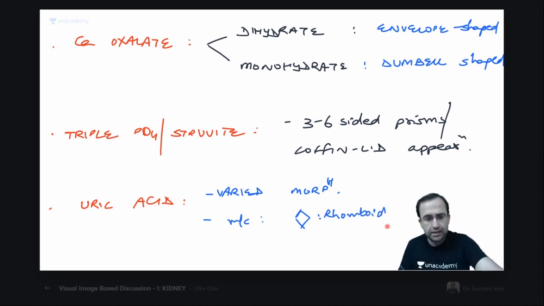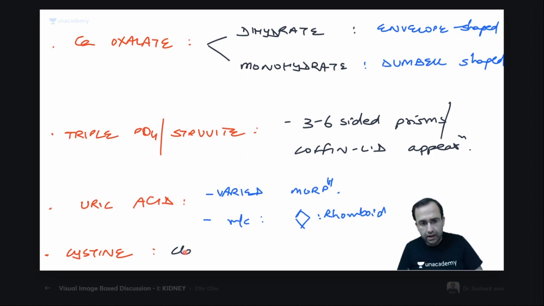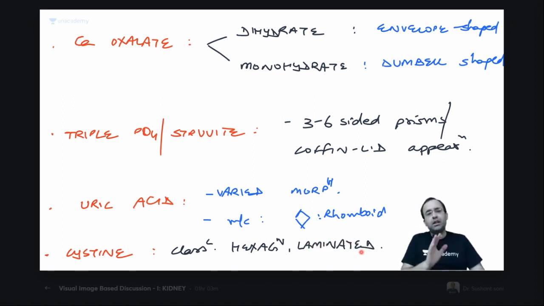And the last is cysteine stones, which have the classical hexagonal laminated appearance. These are the various types of crystals on light microscopy.